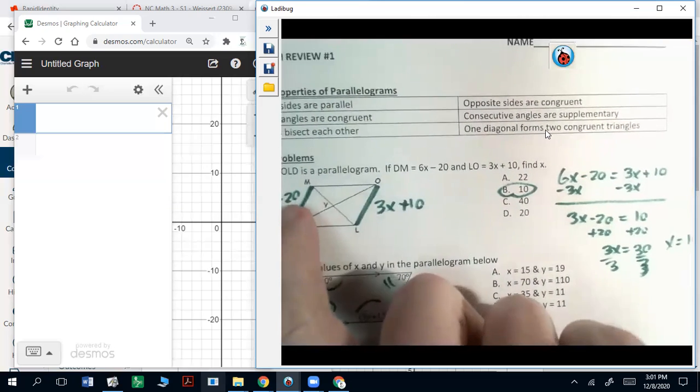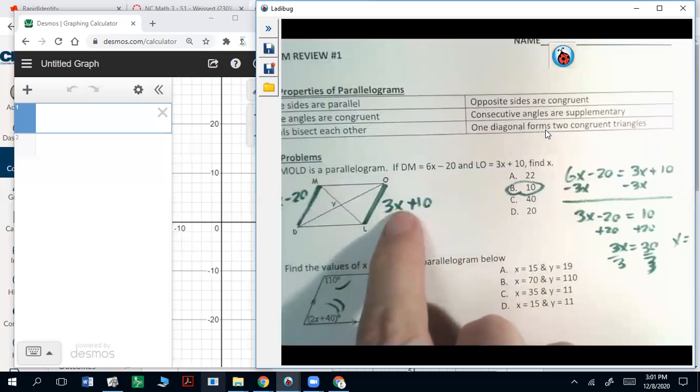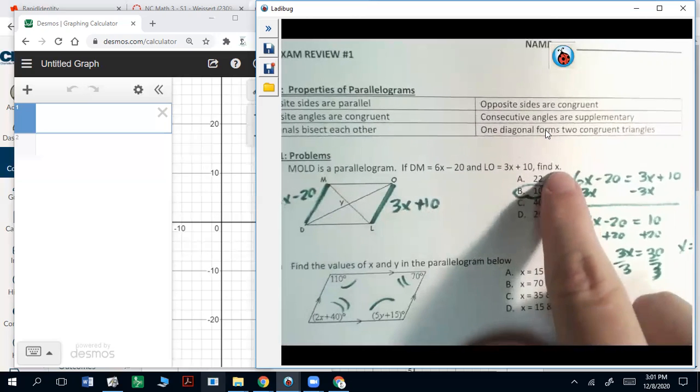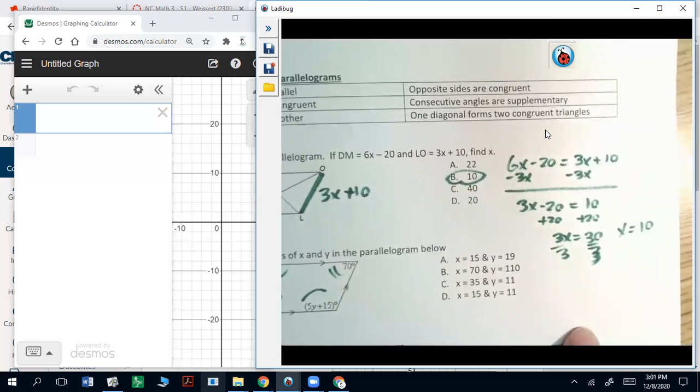Sometimes they ask for the side length, and you could plug that in. 3 times 10 is 30, plus 10 is 40. But they just want to know what x is, so x is going to be 10.